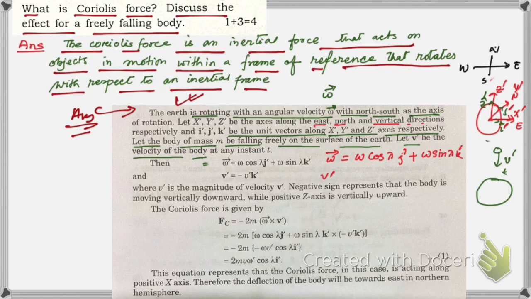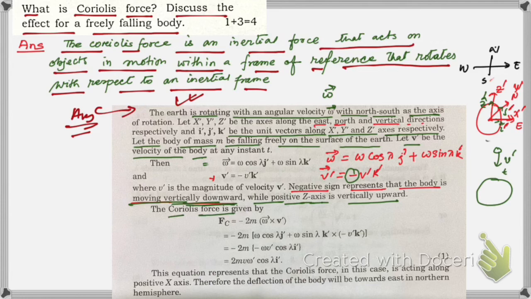And the velocity vector v dash is given by minus v k dash, where the small v represents the magnitude of v here. If you use the arrow, the bold letter represents the vector. Here the negative sign represents that the body is moving vertically downward, while the positive z axis is vertically upward.